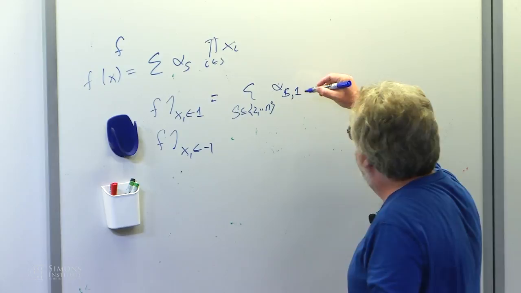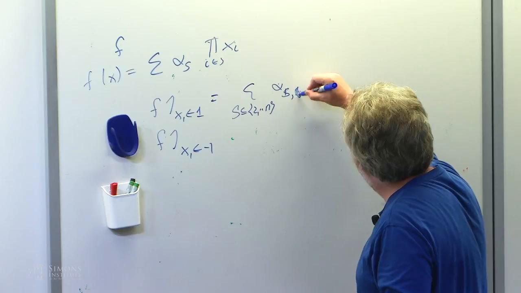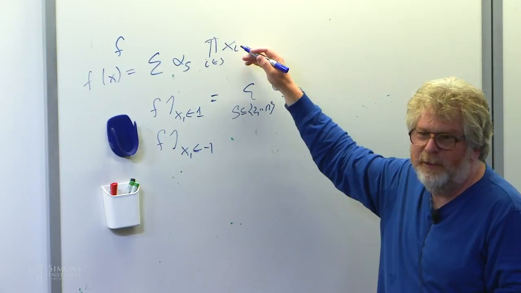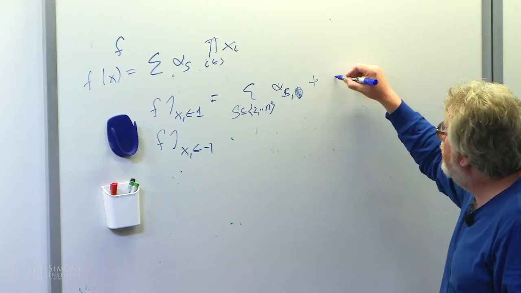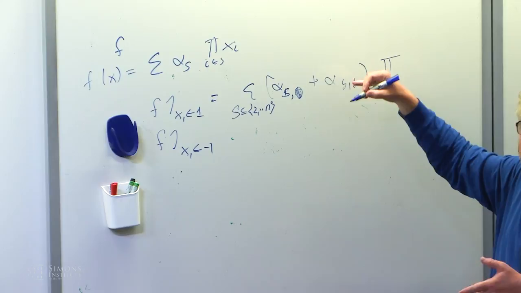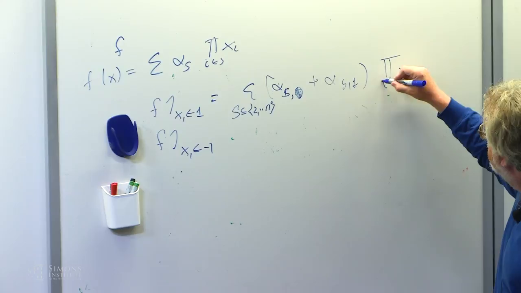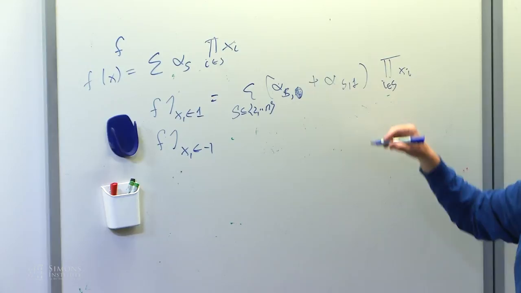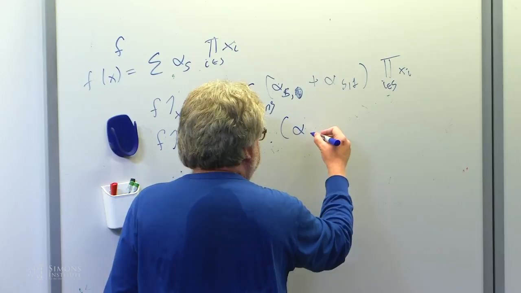So when it doesn't have X1 in it, I'll put a 0 here. That doesn't change because the value of X1 is irrelevant. Here we're plugging in X1 equals 1. So we add in the coefficient of S union X1. So the new Fourier coefficient is the sum. And this is the same, except what do you think the new Fourier coefficient is going to be?